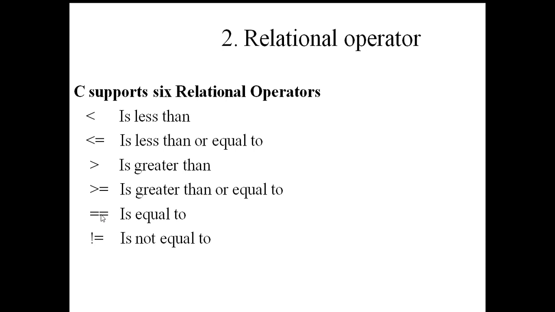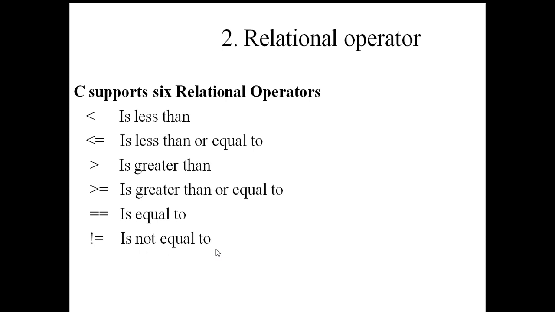So the assignment symbol has only a single equal to, whereas is equal to has two equal to symbols. In mathematics we have only a single equal to, which is very different from the double equal to symbol of this relational operator in C language. And we have not equal to, where we have the not symbol followed by the equal to symbol, and it is called is not equal to.